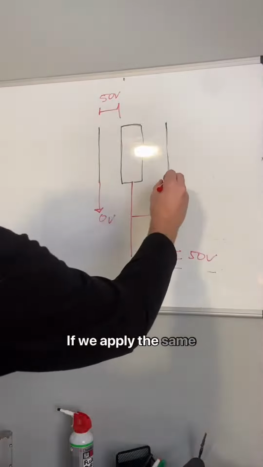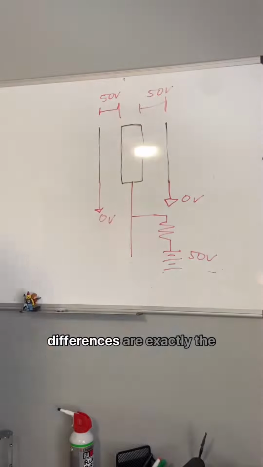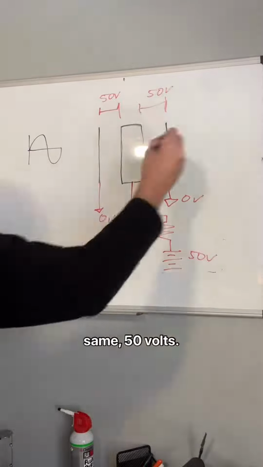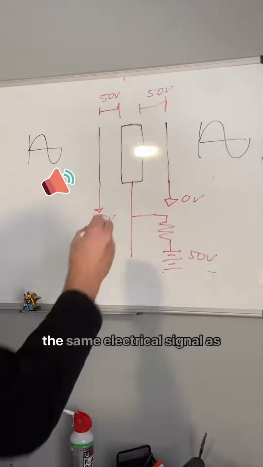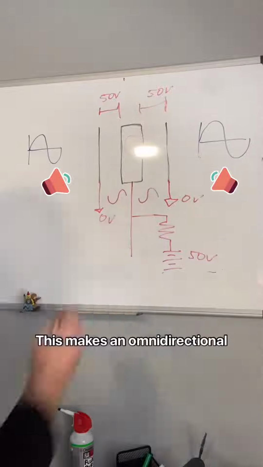If we apply the same polarization voltage to the rear diaphragm as the front, then the potential differences are exactly the same. That means sound hitting the front diaphragm will create the same electrical signal as if it hits the rear diaphragm. This makes an omnidirectional pattern.